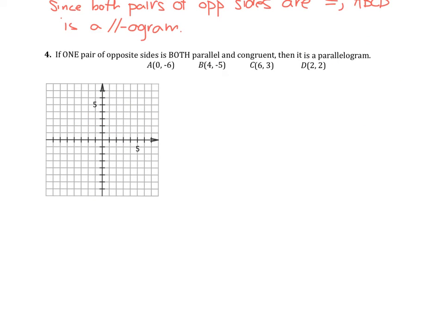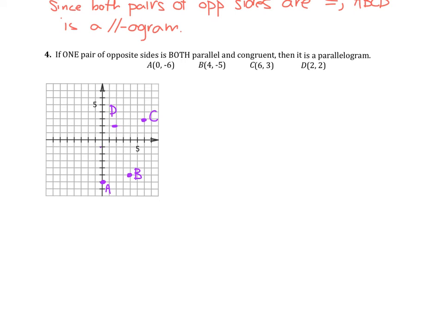All right, last one here says if one pair of opposite sides is both parallel and congruent, then it is a parallelogram. So let's draw this one out. Again, let's label it 0, -6. It's going to be 1, 2, 3, 4, 5, 6. Here's where A is. B is at 4, comma, -5. So right there, that's B. C is 6, comma, 3. Right there. And then D is at 2, 2.